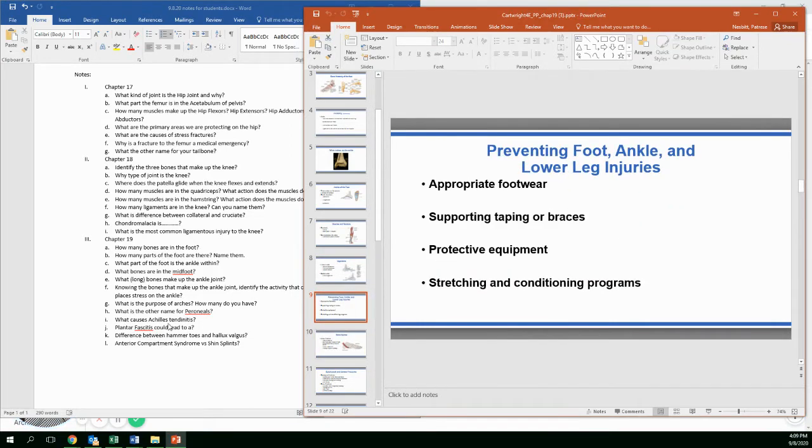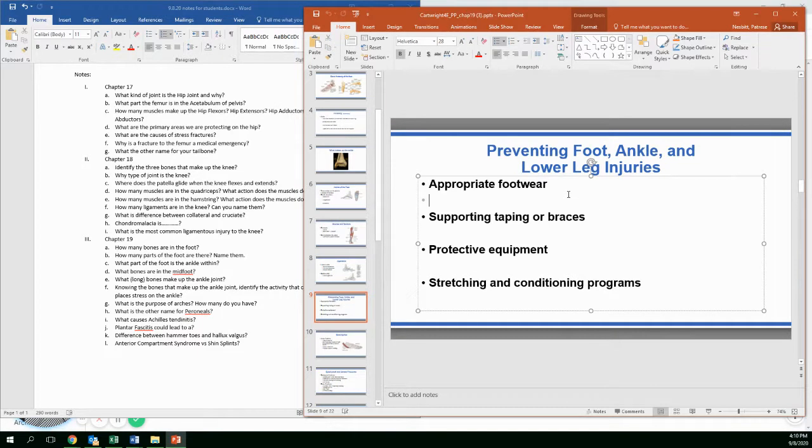We'll talk about what causes Achilles tendonitis. But we'll move forward and preventing foot, ankle, and lower leg injuries. This is critical. Okay, this is just a side note. If you were to ever start a side hustle within the profession of physical education, fitness, or physical therapy, this is critical. Okay, proper footwear.